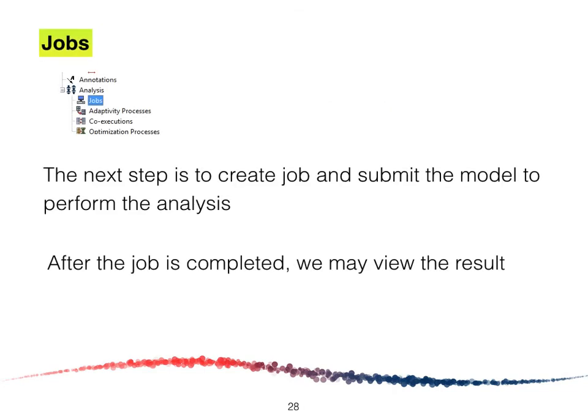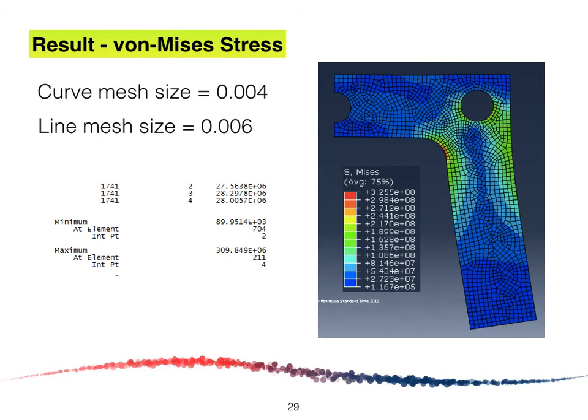The final step is to create our job and submit our model to perform the analysis. Once the job is completed, we may view the result. In this case, our first result we are going to see is the von Mises stress. The curve mesh size is 0.004 and the line mesh size is 0.006. So I'm going to export my solution in the output file.